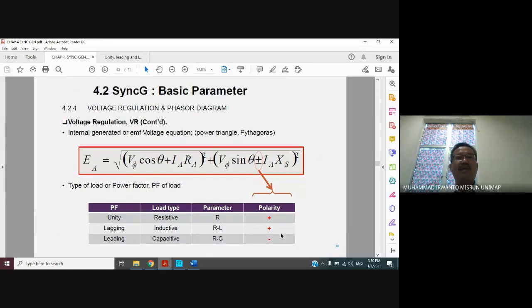Okay. And this is the other formulation if you want to find the internal generated voltage. EA is equal to the square root of (V phase cos theta plus IA RA) squared plus (V phase sin theta plus or minus IA XS) squared. How about the usage of this plus or minus sign? Remember, for unity and lagging, the sign is positive. But if the power factor is leading, please use the negative sign.